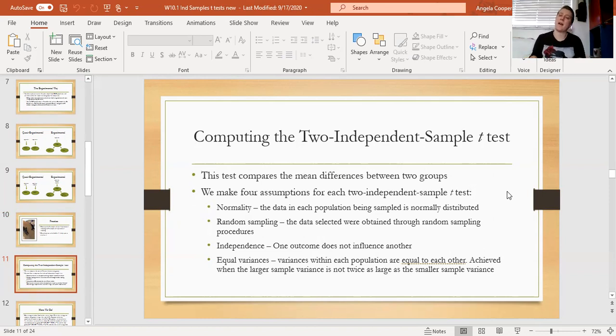We assume that the data for the populations that we're sampling from is normally distributed. Now, do we know this for certain? No, but we assume it. We also assume, and this is the funny one, that the data we obtained for our samples has been obtained through random sampling procedures. Now, that's not true.